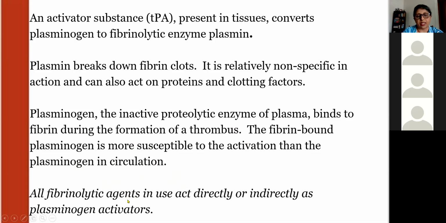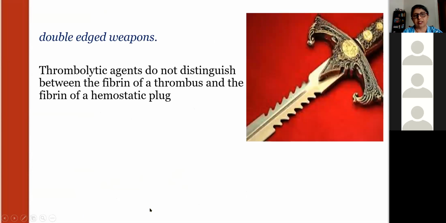Our fibrinolytic agents are actually plasminogen activators. We will be seeing this again. This fibrinolytic therapy is a double-edged sword. These thrombolytic agents cannot distinguish between the fibrin of a thrombus and the fibrin of a hemostatic plug. That is true of the early drugs. There are some new drugs which are very specific for the fibrin of a thrombus. In the beginning they were considered double-edged weapons, but recently many drugs have been found which are specific for the fibrin of a thrombus.